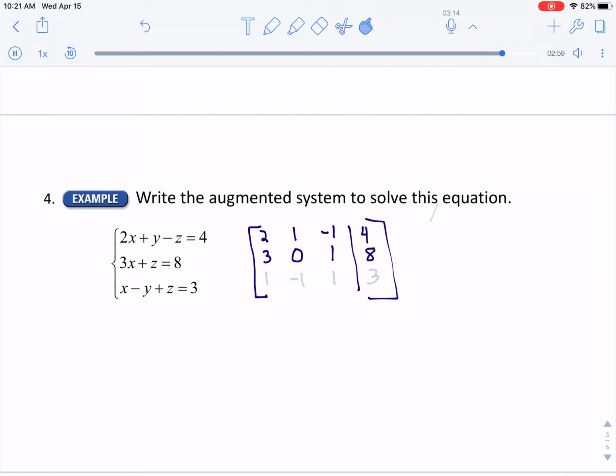8. And the third row, the coefficient of x is 1, the coefficient of y is -1, the coefficient of z is 1, and the constant is 3. So there is the augmented system, this augmented matrix.